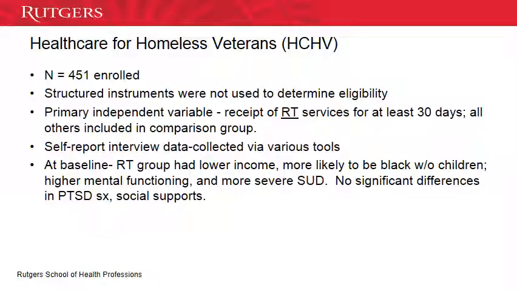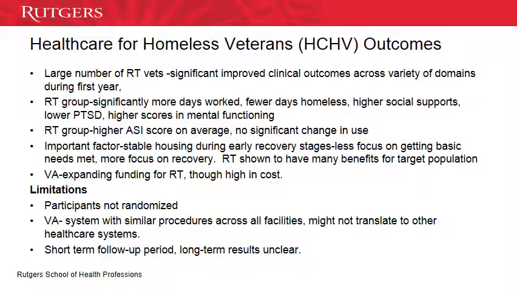So at baseline, the residential treatment group had lower incomes, were more likely to be Black, less likely to have minor children. They did have better mental functioning status, but more severe substance use symptoms. The conclusion of the study was that those in the experimental group, on average, had more days worked, higher social support, lower symptoms of post-traumatic stress disorder, better scores in mental health functioning, but on average had higher scores for drug and alcohol use. The data shows that placement in residential treatment for at least 30 days showed significant improvement in clinical symptoms, at least during the first year.